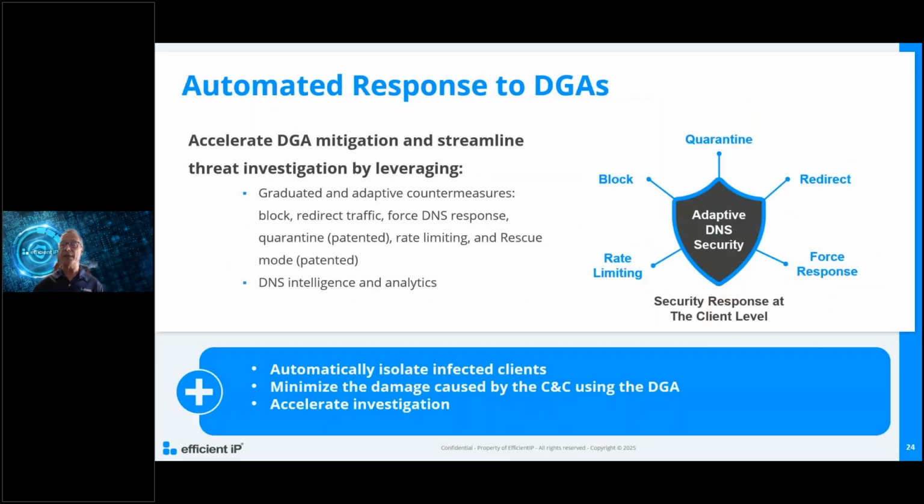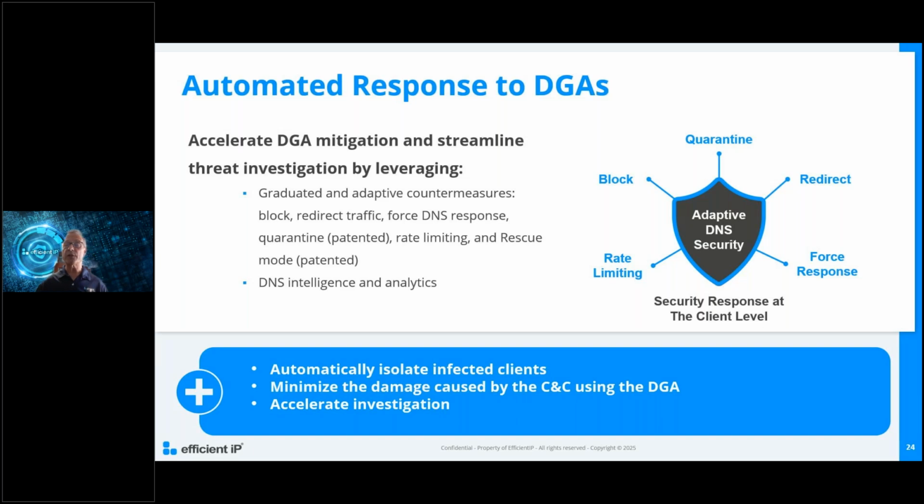EfficientIP's DNS solution accelerates incident response with smart, adaptive countermeasures and deep DNS intelligence. These built-in protections like IP quarantine, rescue mode, rate limiting, traffic redirection respond automatically to threats, reduce any manual work, and ensure uninterrupted DNS service during attacks. To support investigations, these DNS insights provide centralized visibility into global DNS traffic, powered by advanced analytics, including domain intelligence, risk scoring, and historical data.